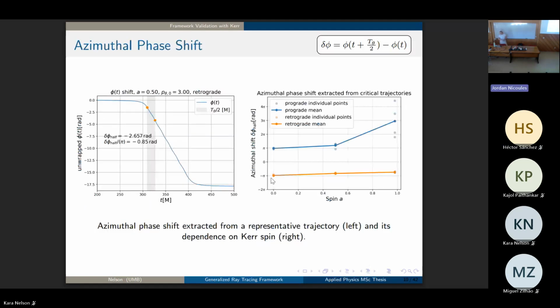Sorry, maybe. Here, do we expect some spread of the points for one spin, because you said that for enough time it should all be the same, right? Yes, these should be the same for a specific spin. If it was perfect, yes, it would be one number for each spin, for a prograde and a retrograde.